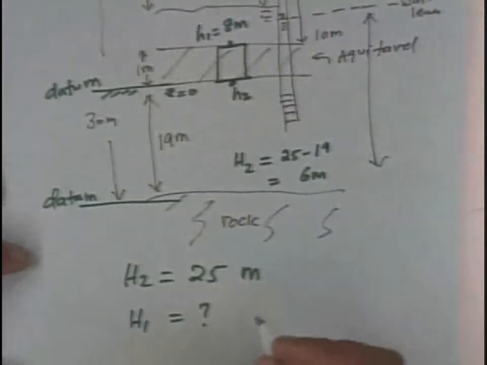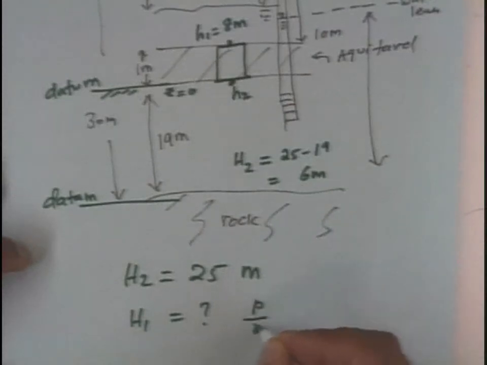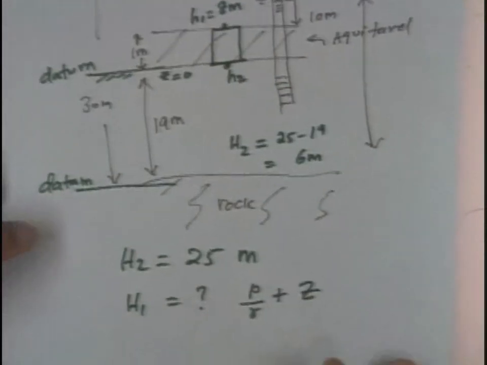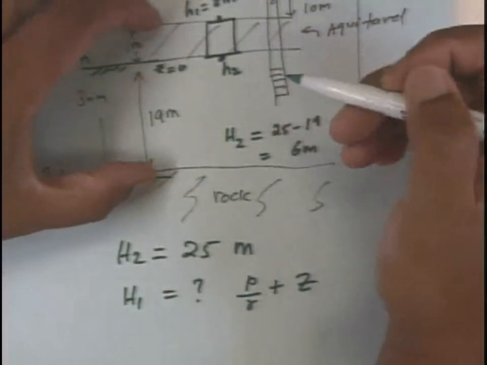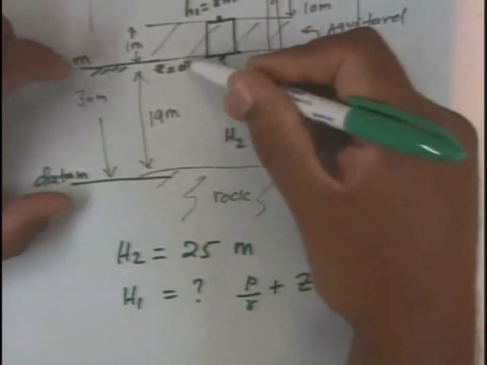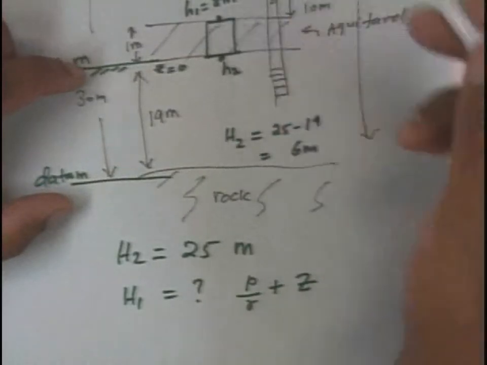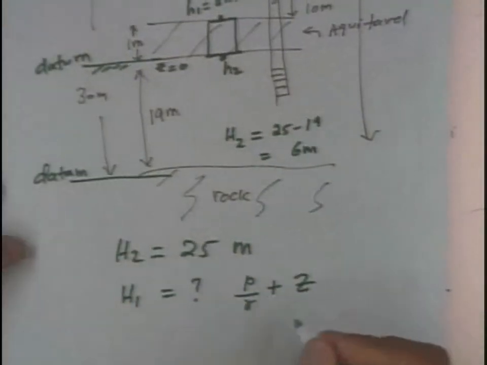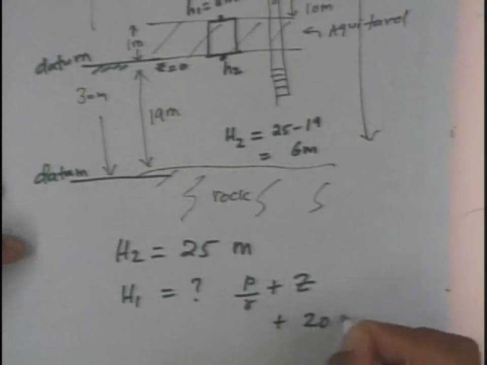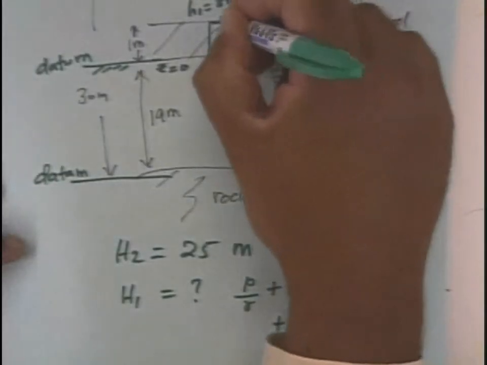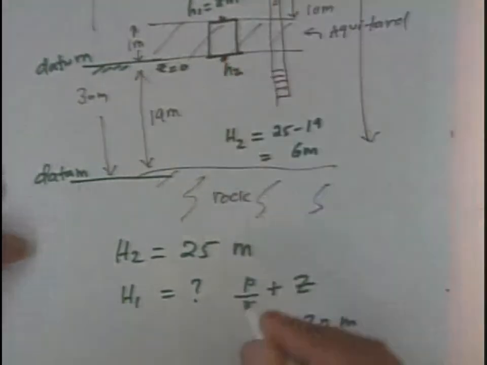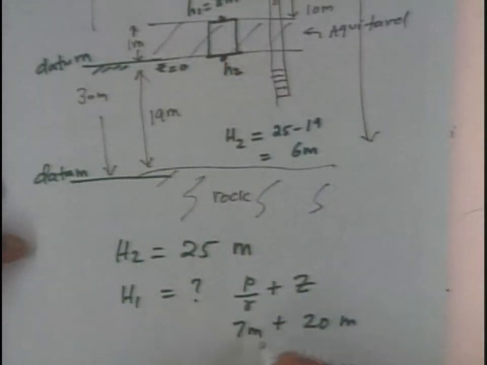Well, it's simple, okay? Remember, guys, it's nothing but P by gamma plus Z. So don't always go back to the basics, okay? So H1, what's the elevation first? This is 19 meter plus 1 meter, 20 meter, right? So this is 20 meter. And P by gamma is the head at this point. What is the head at this point? 7 meter. So H1 is equal to 27 meter.